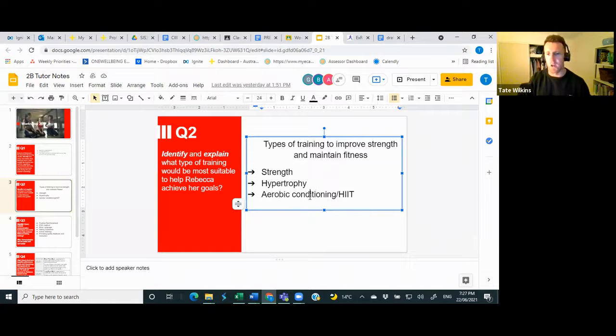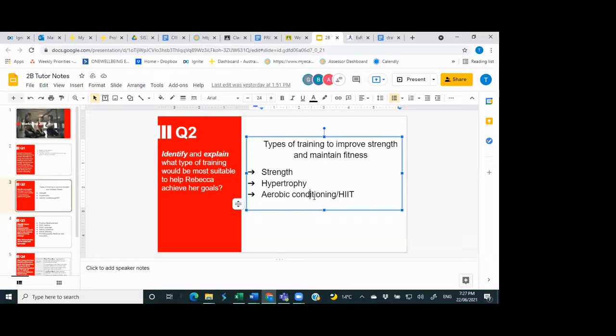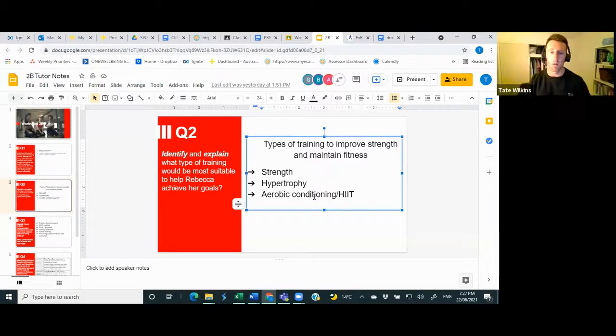Especially when it's more about maintenance. We're not really going to be doing lots of cardio because she just wants to maintain it, I'd say.